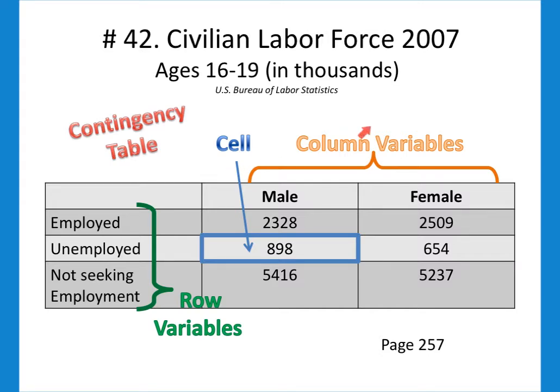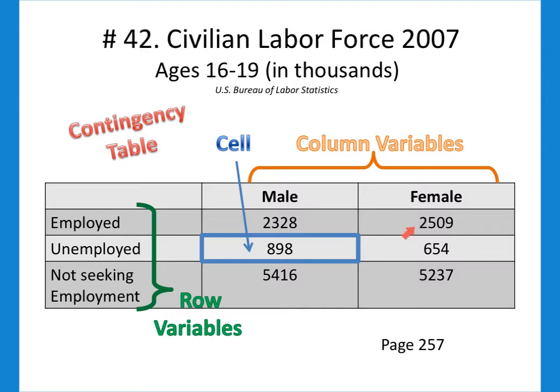We have column variables, which go down the column. In other words, here are all the numbers for all the females. And then we have row variables, which go across the rows. So, for instance, the cell that is outlined in blue indicates the number of males who are unemployed.